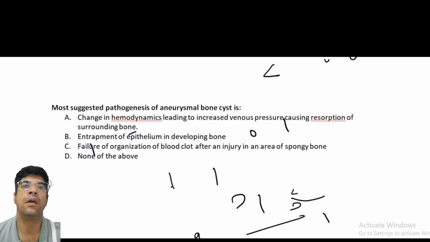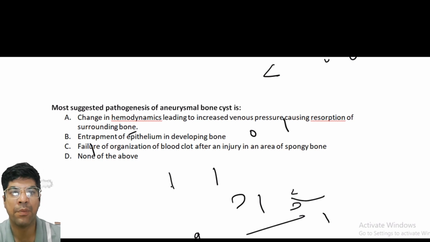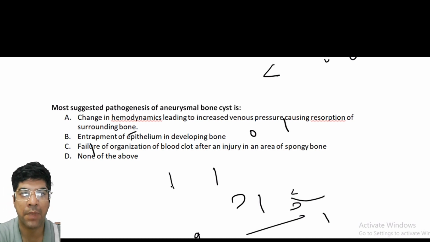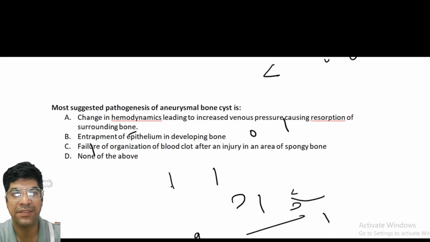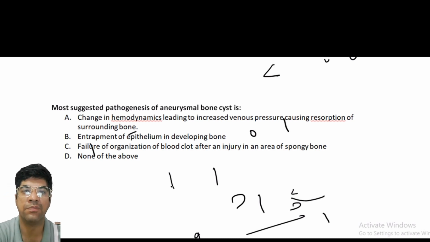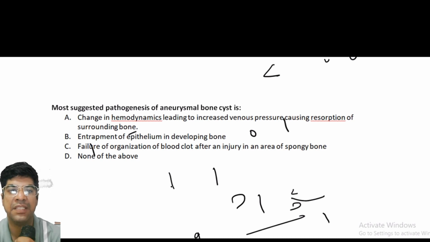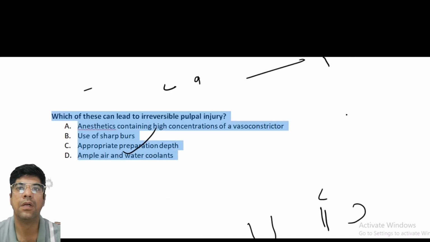The most common pathogenesis of aneurysmal bone cyst is failure. Aneurysmal bone cysts are believed to result from local vascular disturbance or trauma. It is thought that after an injury such as minor trauma or surgery, a blood clot forms within the bone that fails to organize properly. So that can lead to formation of cystic lesions with characteristic blood-filled spaces within the bone. So option C is correct.